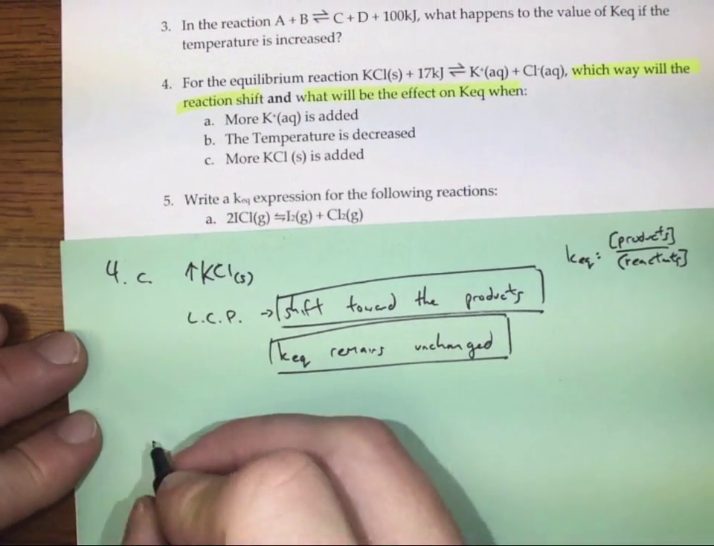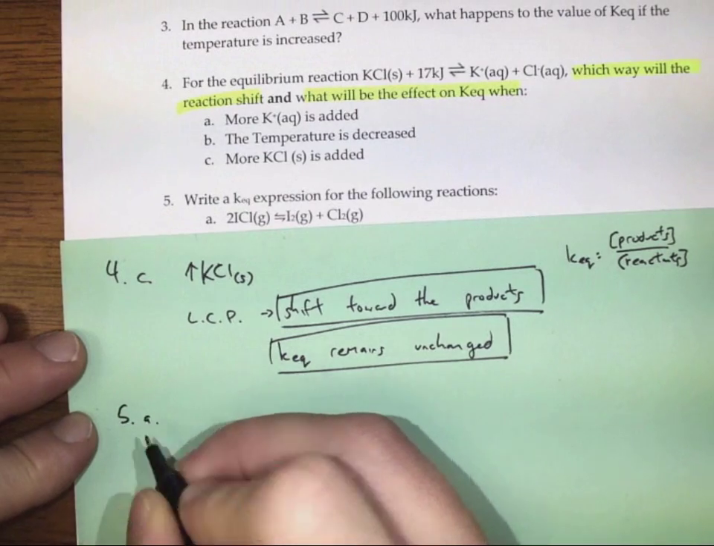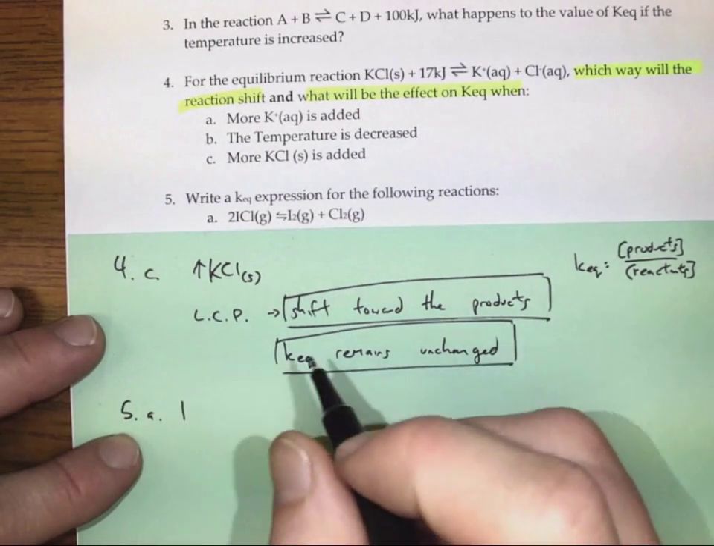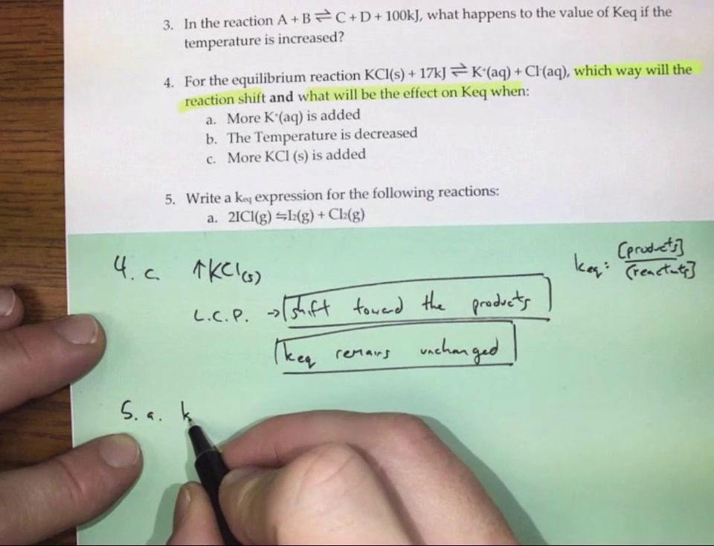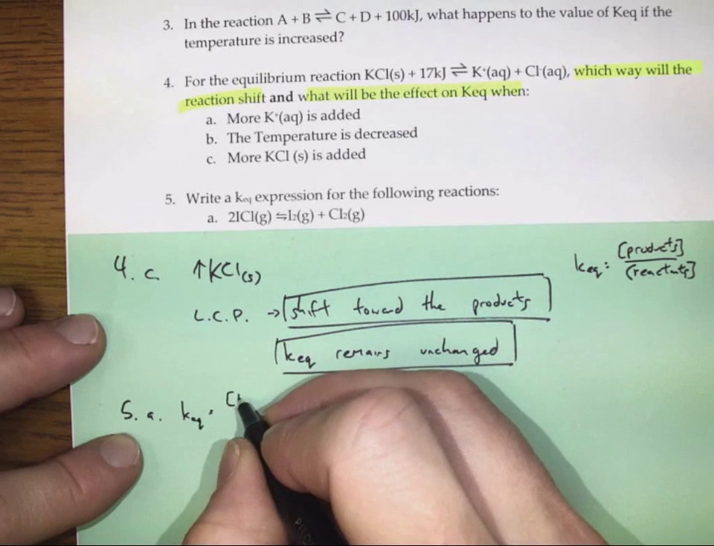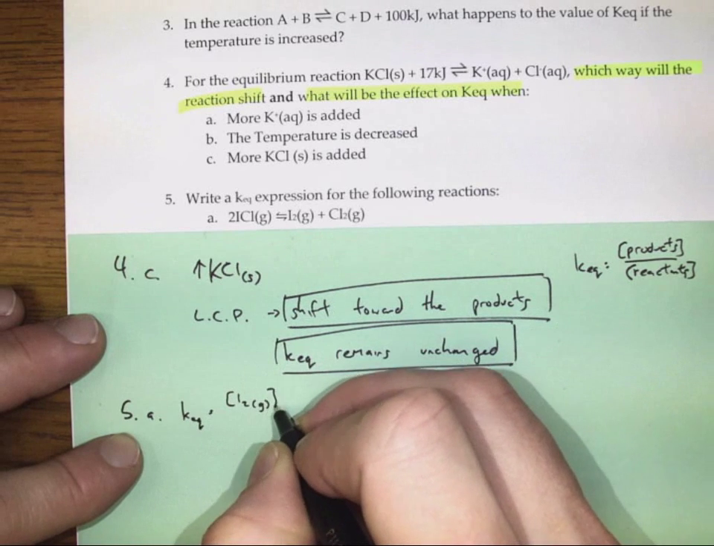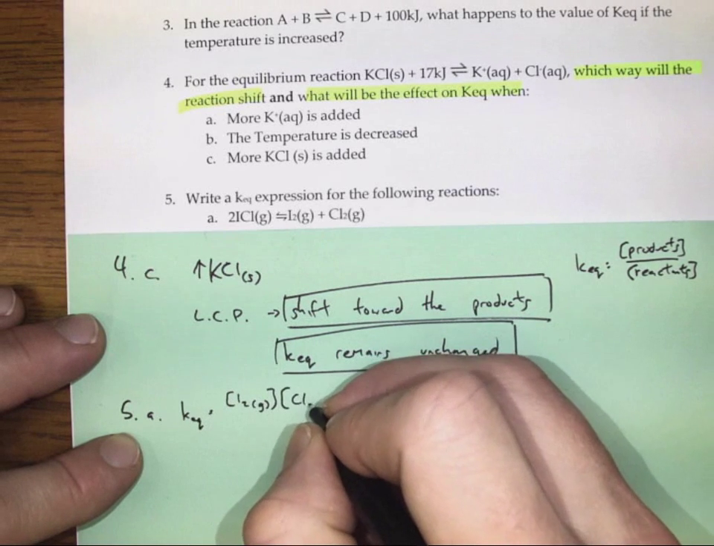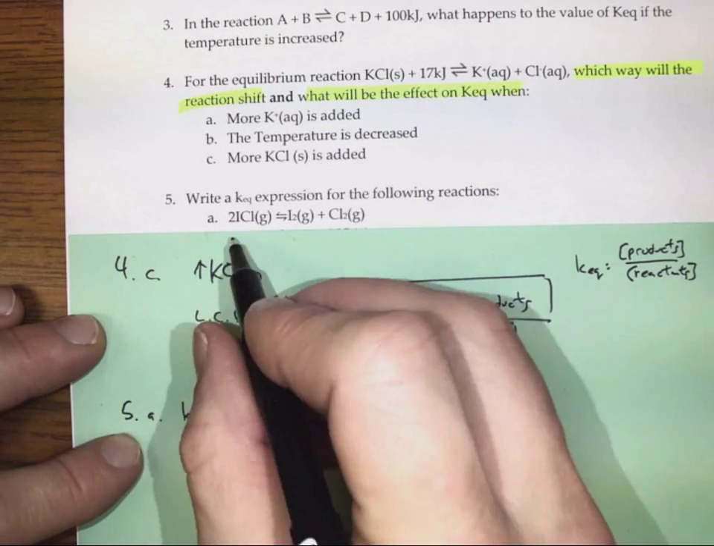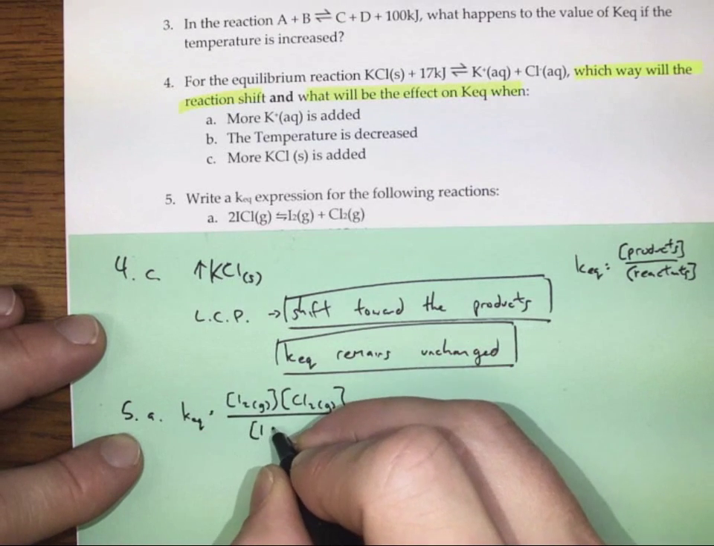All right, moving on. Something a little bit more formulaic. Okay, 5A. Write an equilibrium expression for the following reactions. All right, so this is pretty simple. We've got to write the concentration of the products multiplied together, divided by the concentration of the reactants.